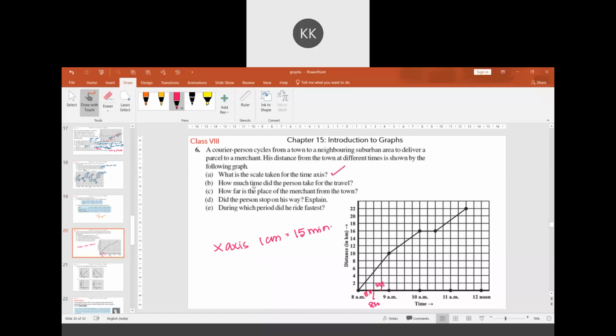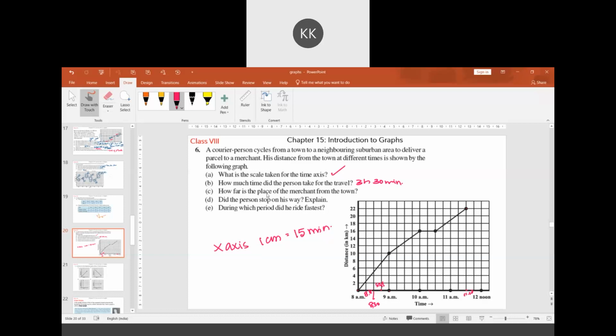How much time did the person take for the travel? From here, it reached 11:30 from 8 o'clock. When we drop down, this is 3.5 hours. So 3 hours 30 minutes.